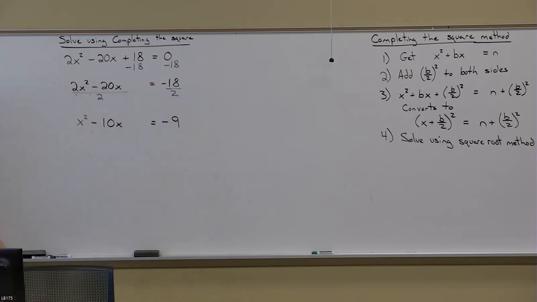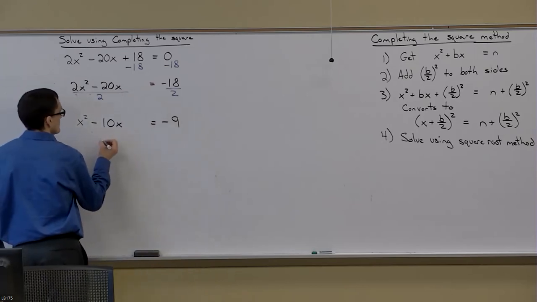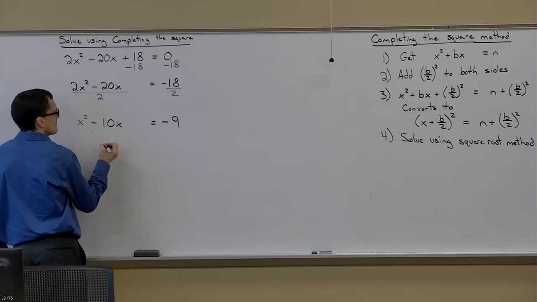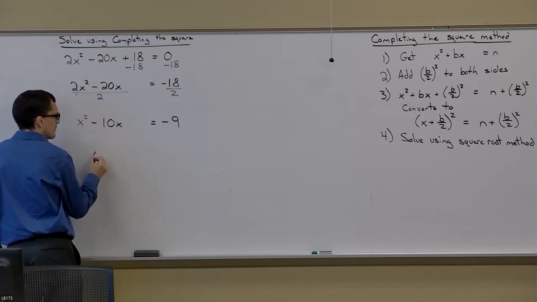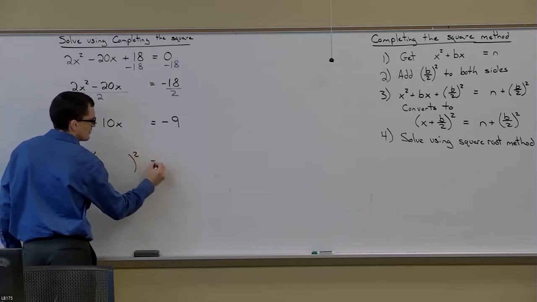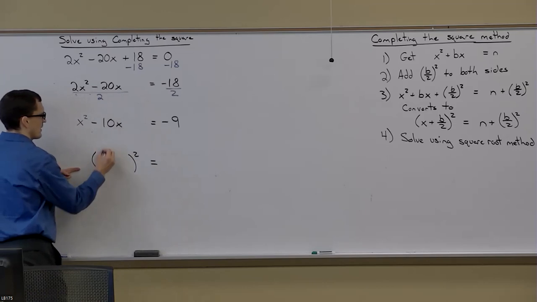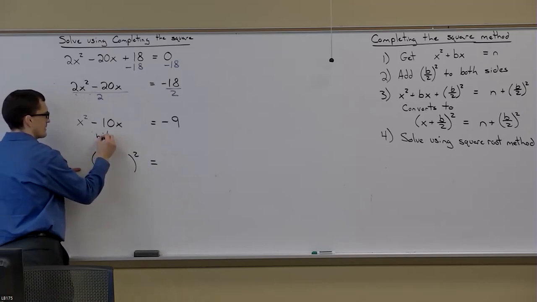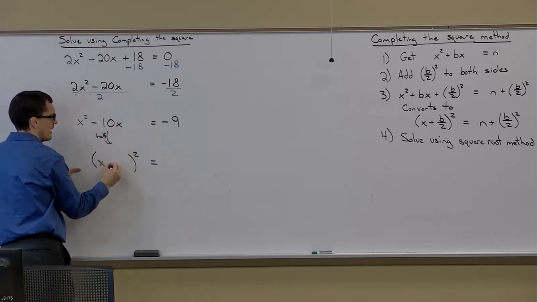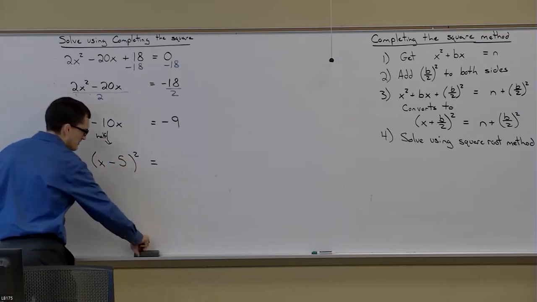So I get x squared minus 10x equals negative 9. Now, completing the square, again, I tend to start writing this line first. I'm going to go half of this number. By the way, be careful, this is a negative 10. So half of that number is a negative 5.